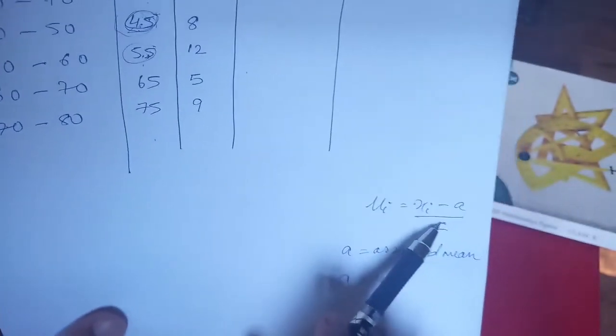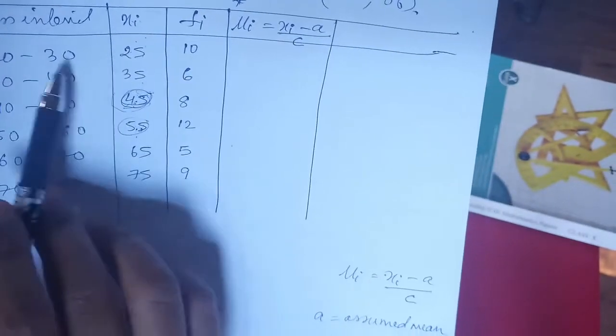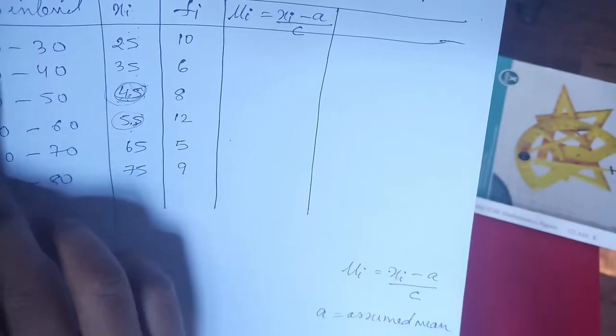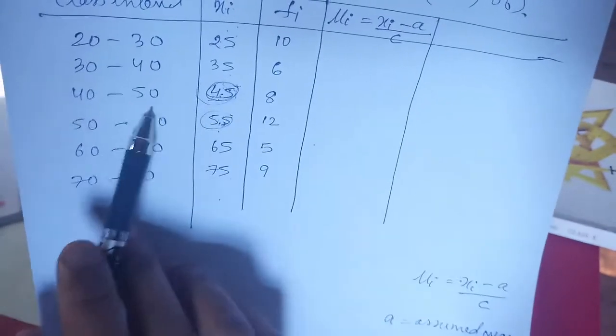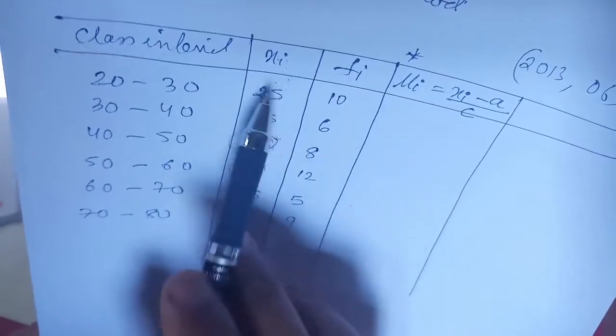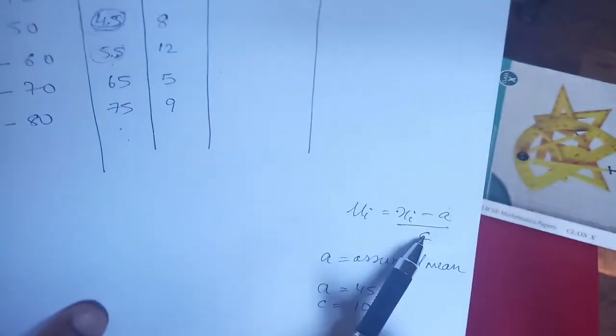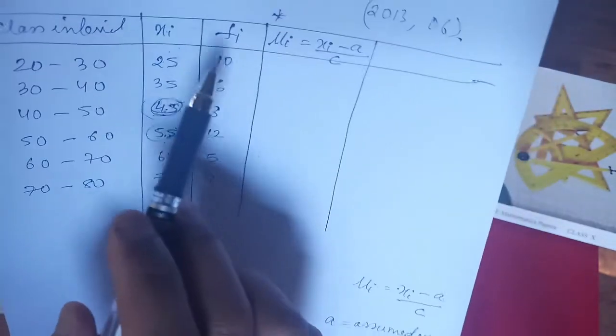Now what is c? C is called the width of the class or the class size. So what is the class size? You see here 30 minus 20, 10. All the class sizes are the same, so the value of c will be 10. Did you understand? This is your xi. A is the assumed mean, which is taken from only one value of xi, and c is the class size or the width of the class.